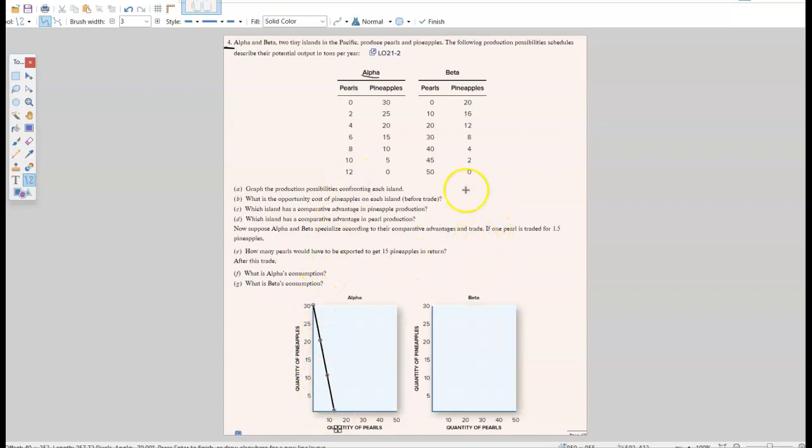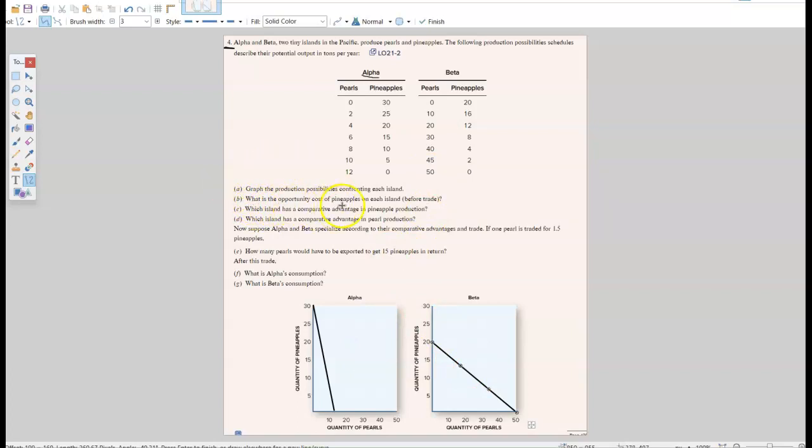Let's do beta. Well, pineapples are 20 when pearls are 0. So 20 is going to be right here. And then pearls are 50 when pineapples are 0. So that's going to be 20 to 50 right here. So 20 pineapples to 50 pearls. So far, so good. Part 1 is complete.